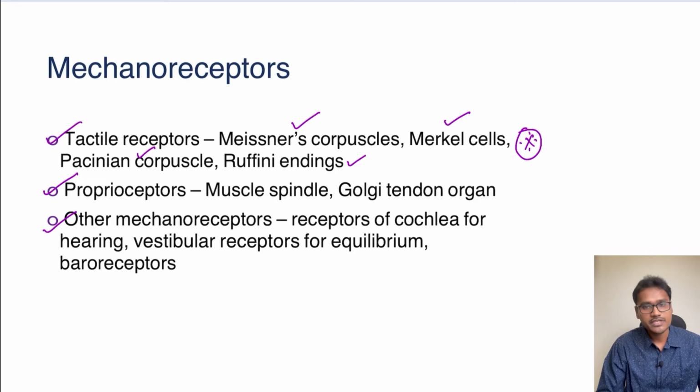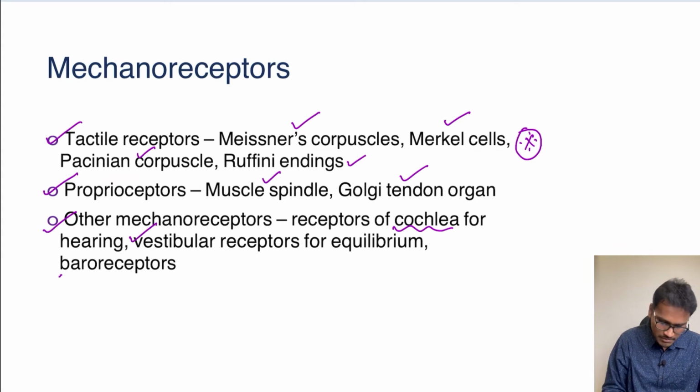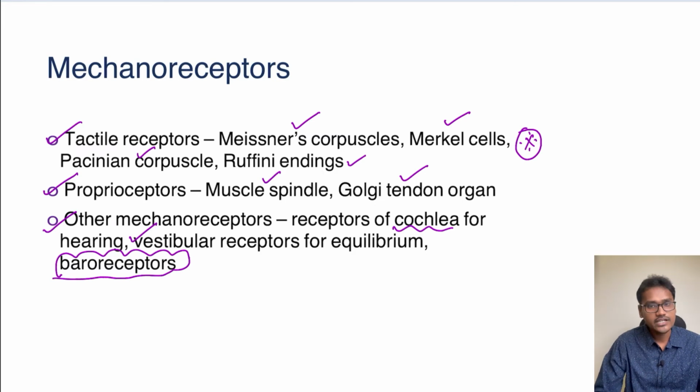Coming to the second group of receptors, the proprioceptors, they include the muscle spindle as well as the Golgi tendon organ. Then other mechanoreceptors are also present, like the receptors of the cochlea, which is involved in hearing, as well as the vestibular apparatus receptors, which detect motion like acceleration, either linear or vertical, that is the vestibular receptors of equilibrium, and baroreceptors. Baroreceptors we will discuss in detail in the cardiovascular system, wherein we will understand there is mechanical stretch of the vessels which is detected by these baroreceptors. So all of these receptors are going to detect mechanical stimuli changes.